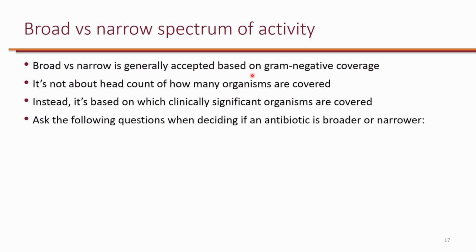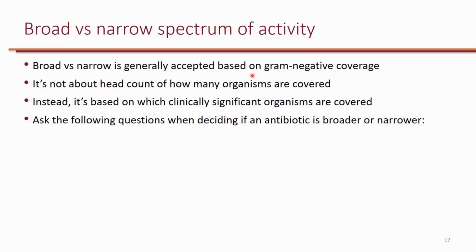Which brings us to the concept of broad versus narrow spectrum of activity. So generally speaking, broader antibiotics are more likely to cause selective pressure because they can wipe out more clinically significant organisms, leaving behind the resistant organisms. Now, when it comes to broad versus narrow, the generally accepted definition is based on gram-negative coverage.